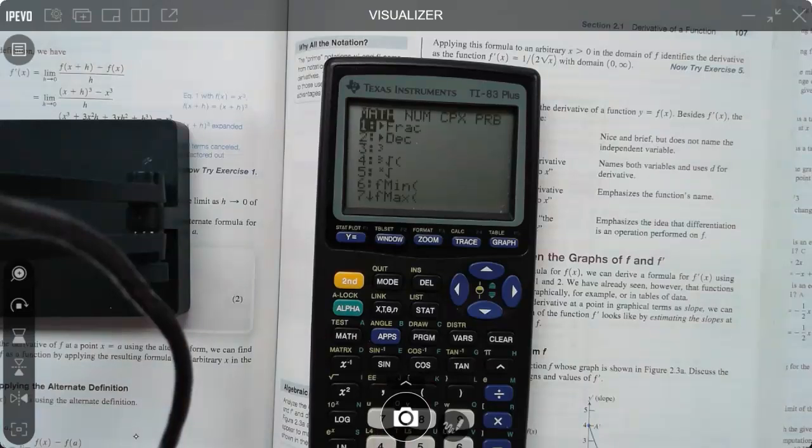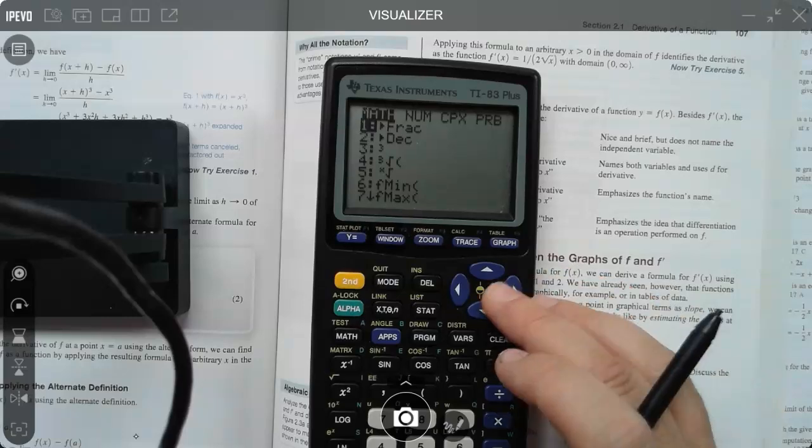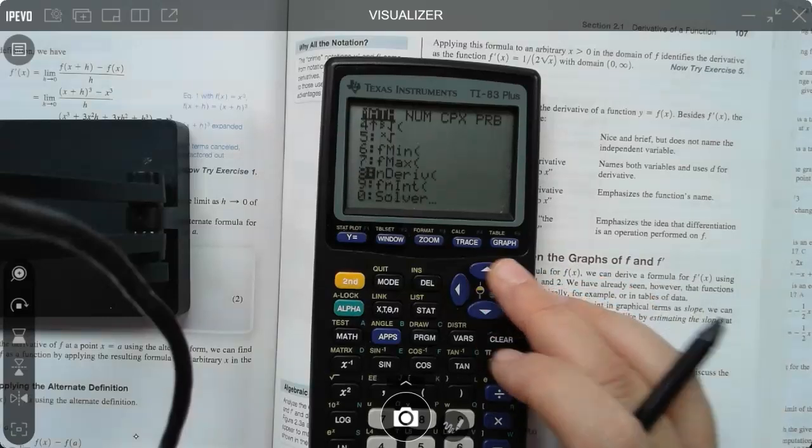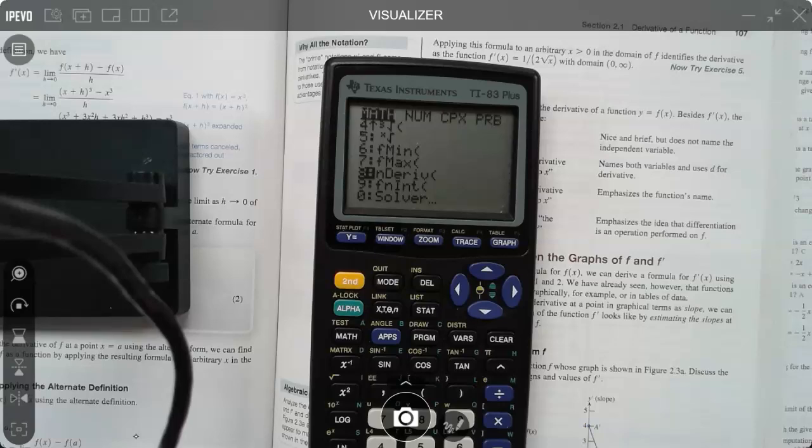All right, hit math. Go down to number 8. What does that say? deriv. That tells me to take a derivative. Hit in deriv. If you have a fancier calculator, I'll show you how to do it. If you have an old school calculator like this, follow these steps. If you have a newer one and you get something coming up that says d dx something something, I'll show you how to plug that in just a second.